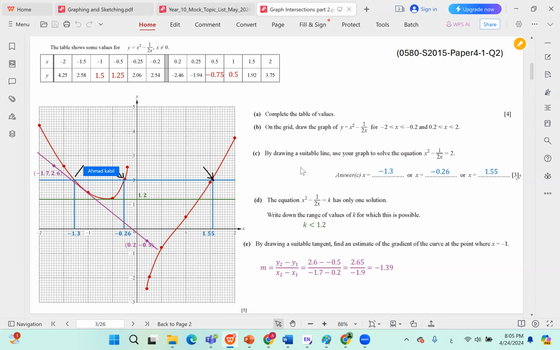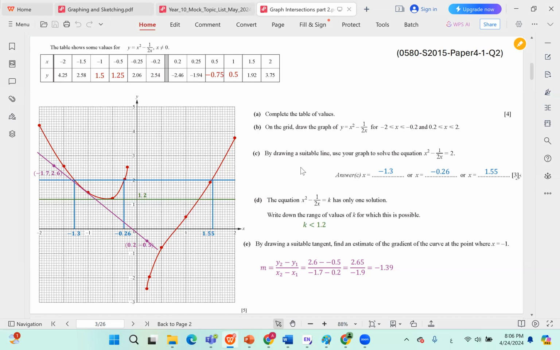And also here, this point here, this is where the blue line intersects the red curve. And we get the x values of these points. So we have negative 1.3, negative 0.26, and 1.55. These are the x values of the points of intersection, and these are our answers to question C.